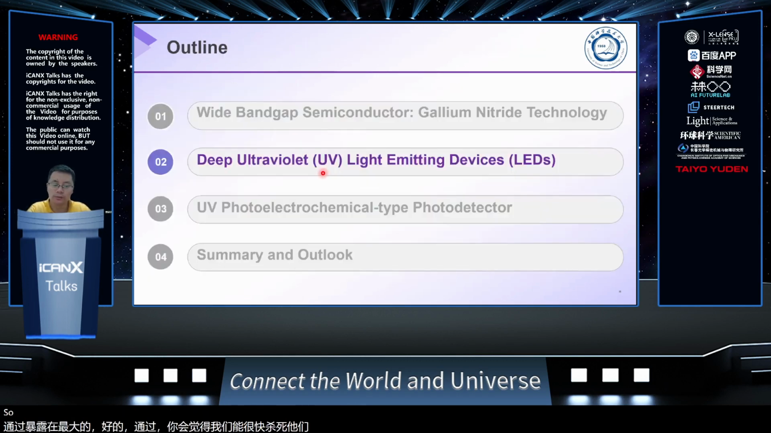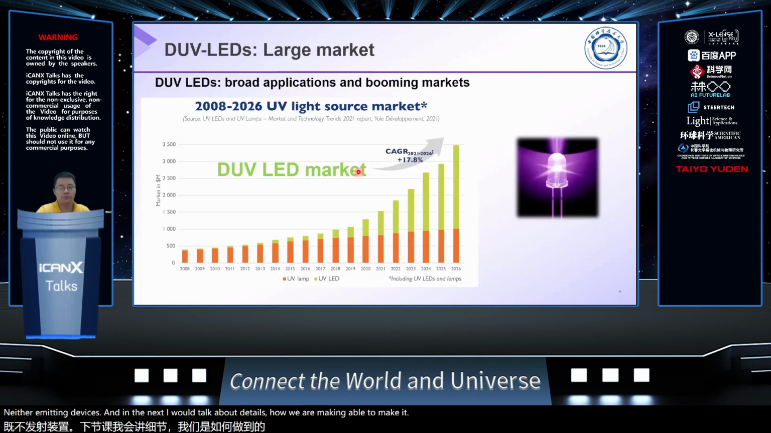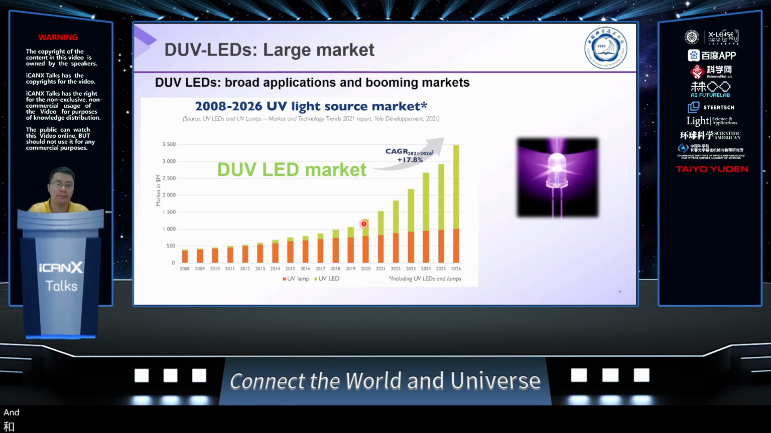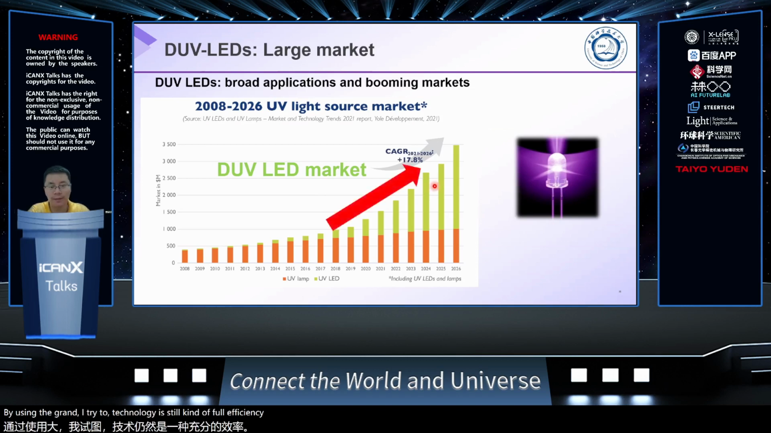In our group, we have two major research directions. One is how we are able to make efficient light emitting devices, and next I will talk about the details of how we make them. Just to give you a quick background: the deep UV LED market is booming quickly, especially due to the breakout of COVID-19. Everyone knows that we are able to kill bacteria by using UV light. Unfortunately, right now UV light based on gallium nitride technology is still quite poor in efficiency, but the market is booming.